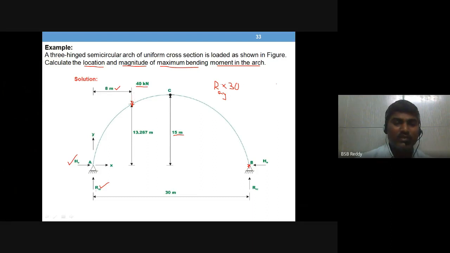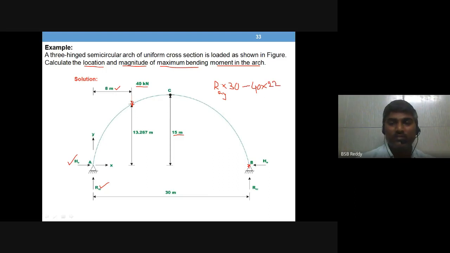So you can see the direction of moment from RAY is clockwise, right? So if you say that is positive, then the moment from 40 will be anti-clockwise. So hence you need to put minus. So 40 into the distance. You can see the load 40 is given at 8 meters from A. Now you want distance from B. So total is 30, 30 minus 8. Okay, so it is 22.